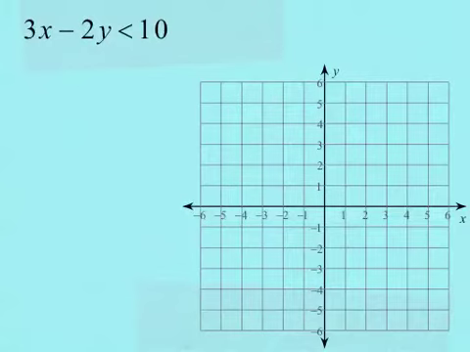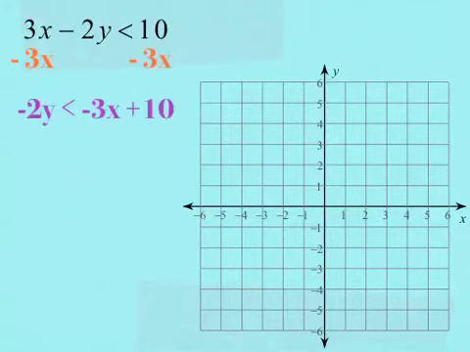To solve for y, my first step needs to be subtracting 3x from both sides, which leaves me with negative 2y is less than negative 3x plus 10. The reason why I would write it as negative 3x plus 10 is because slope-intercept form, if you remember, is mx plus b. So I want my x with its coefficient to come first before the 10. Now y is still not by itself. I still am multiplying by a negative 2 here.